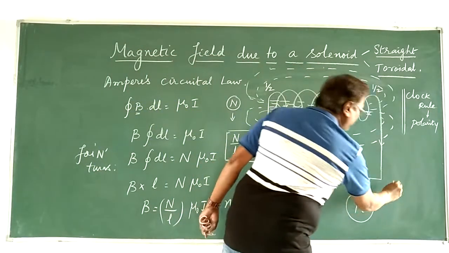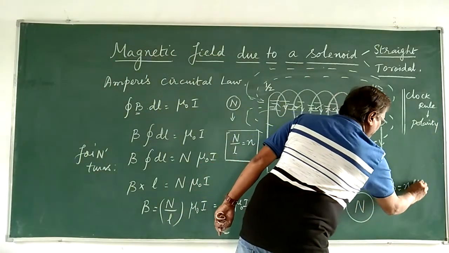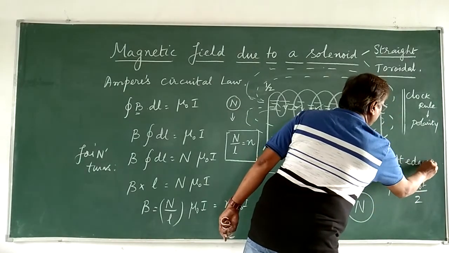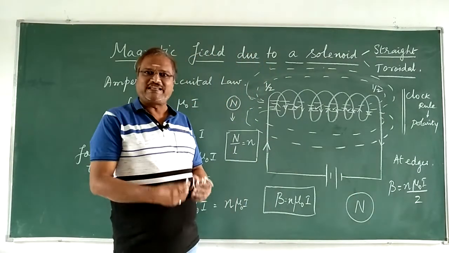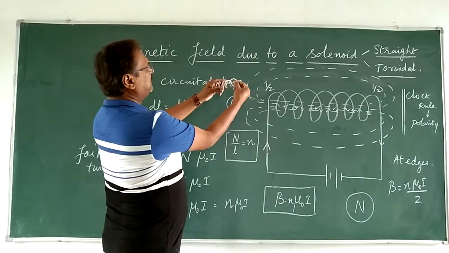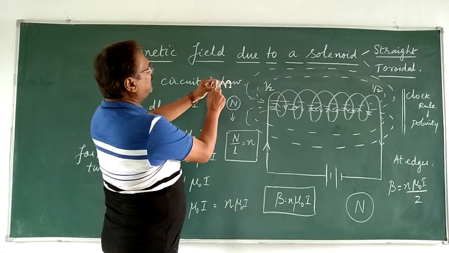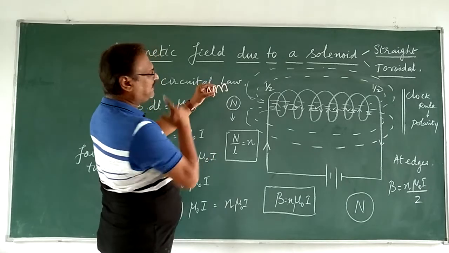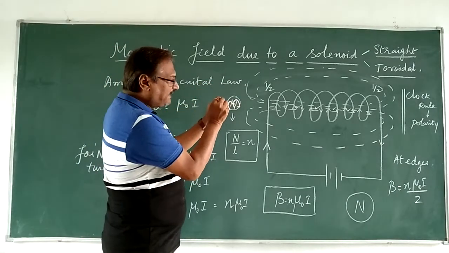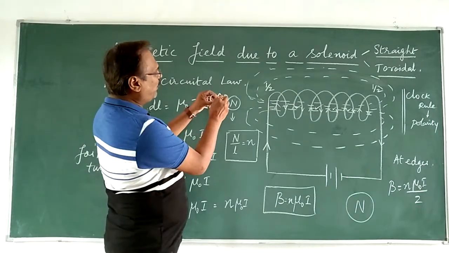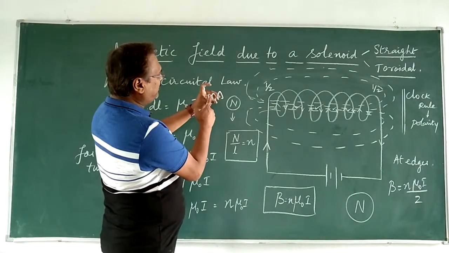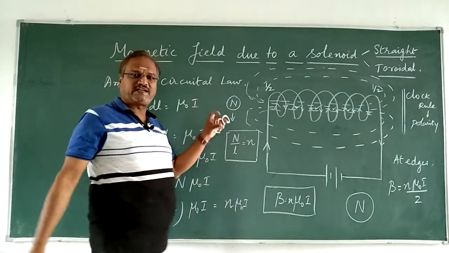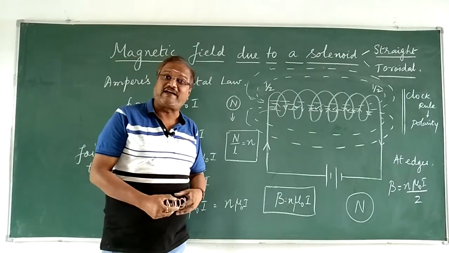Why will the formula be B is equal to n mu naught I divided by 2 at the edges? What is the reason for that? We should know that. The reason is, when I take a loop in the middle of a solenoid like this, it is supported by one on the right and one on the left. So there is a total magnetic field. But when I take one at the edge here, the magnetic field is due to only this side. And what about this side? There is nothing. That is why the value drops to half.